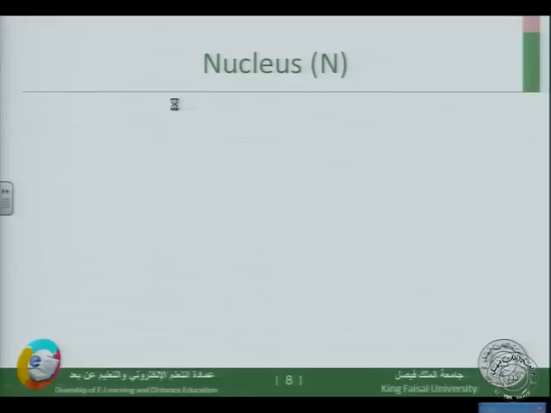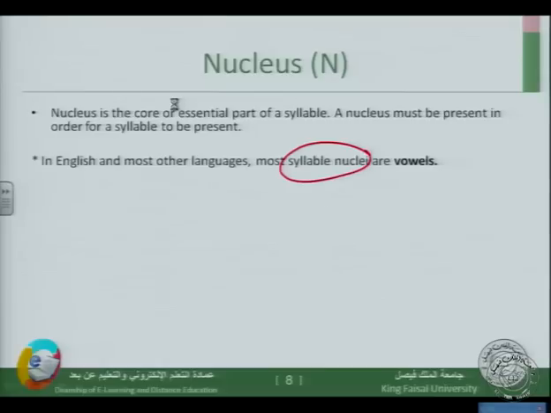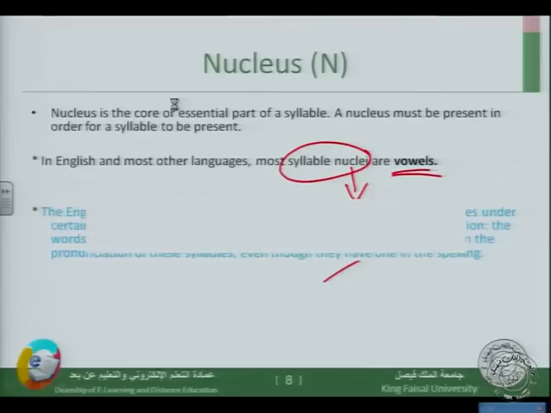أول جزئية من الrhyme اللي هي nucleus. Nucleus is the core or essential part of a syllable. And the nucleus must be present in order for a syllable to be present. In English and most other languages, most nuclei are vowels. Nuclei هي جمع nucleus. They are mostly vowels. مش مثل الonsets, onsets حكينا عنهم consonants. Okay?